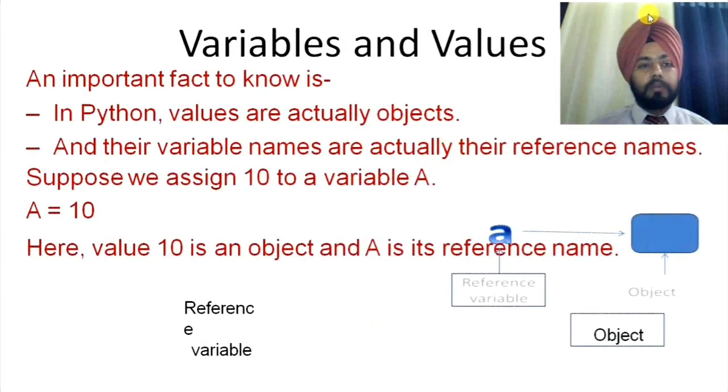Variables and values. An important fact to know is that in Python values are actually objects and their variable names are actually reference names. Suppose we assign 10 to a variable, a equals 10. Hence the value 10 is an object and a is a reference name. Here 10 is an object and a is the reference.